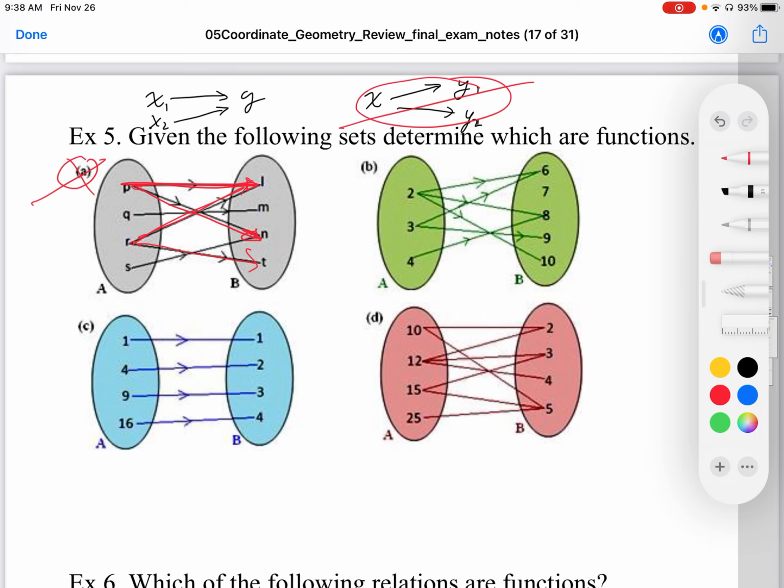If we take a look at the number 3, the input of 3, same thing, it maps onto two different outputs, not possible for functions. So we have to consider this not a function.